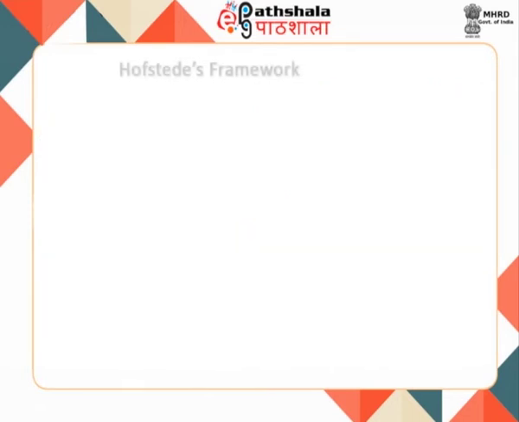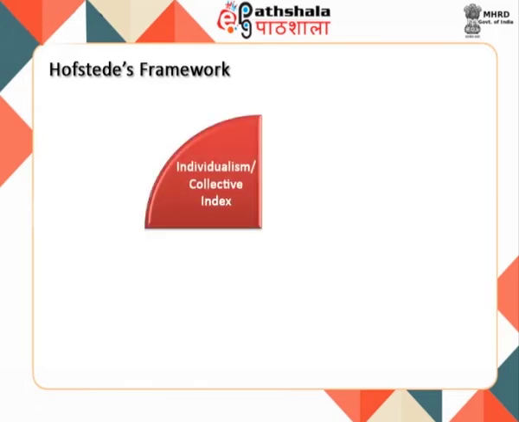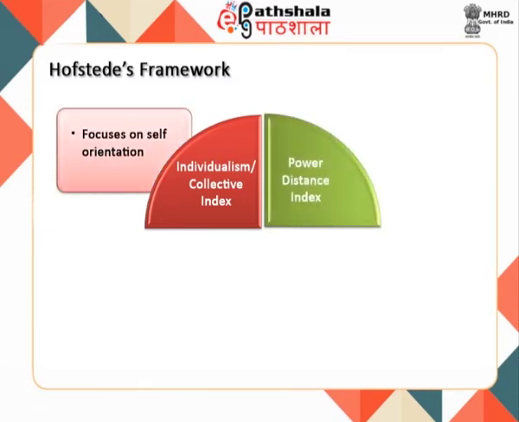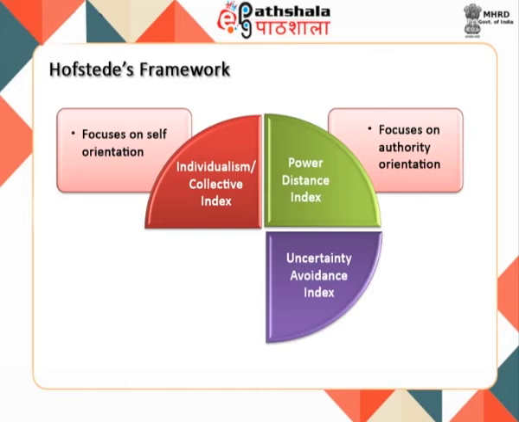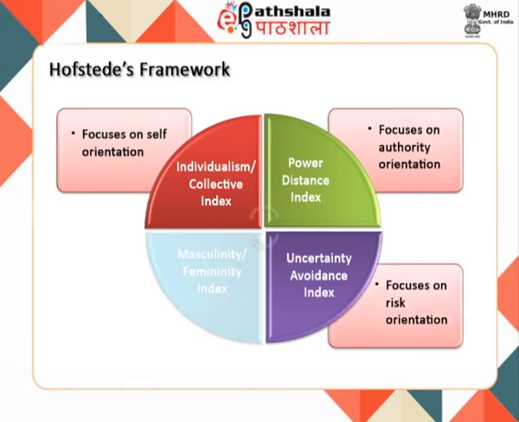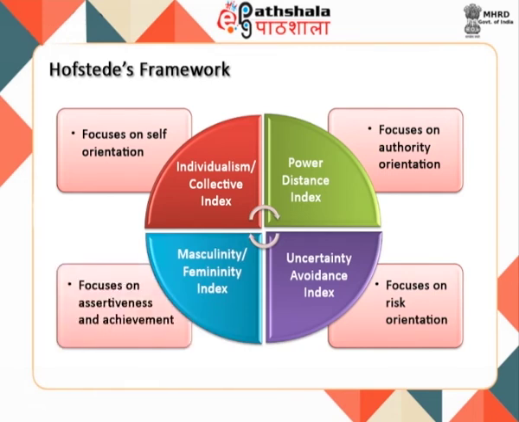Geert Hofstede executed a large survey study regarding national values differences across the worldwide subsidiaries of this multinational corporation. He compared the answers of 117,000 IBM matched employee samples on the same attitude survey in different countries. Hofstede found that the cultures of the nations are diverse and differed along four primary dimensions, which are the Individualism Collectivism Index (IDV), which focuses on self orientation; the Power Distance Index (PDI), which focuses on authority orientation; the Uncertainty Avoidance Index (UAI), which focuses on risk orientation; and the Masculinity Femininity Index (MAS), which focuses on assertiveness and achievement. We shall discuss these in detail.